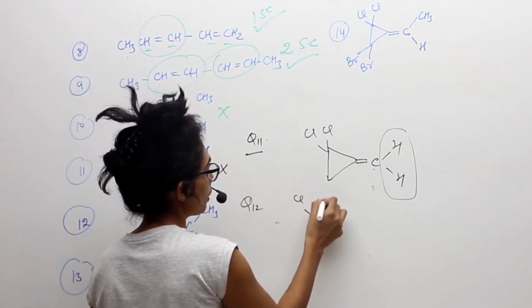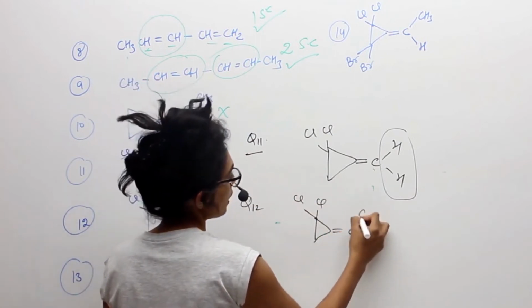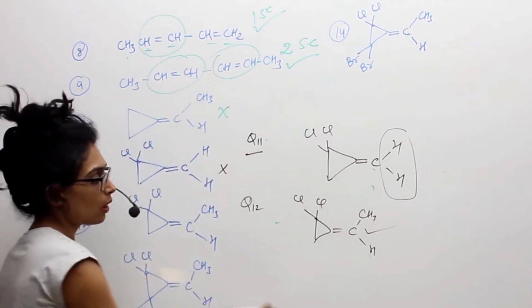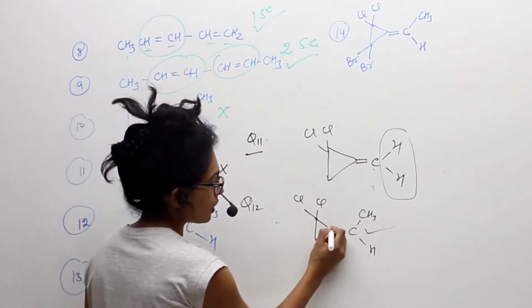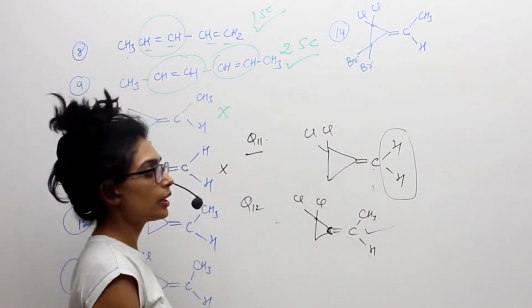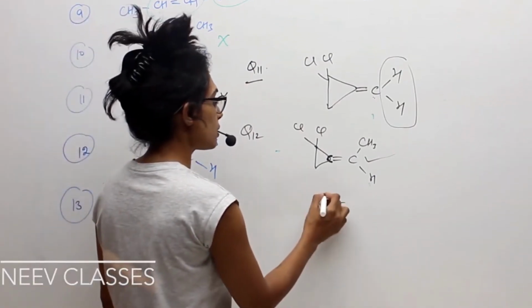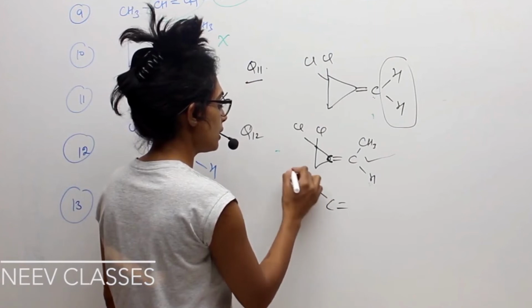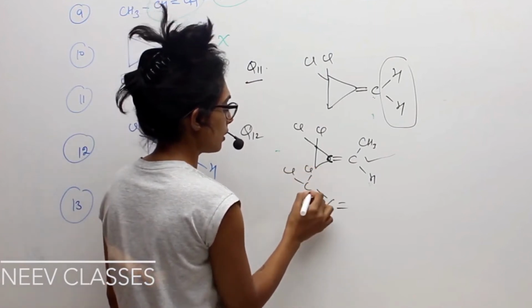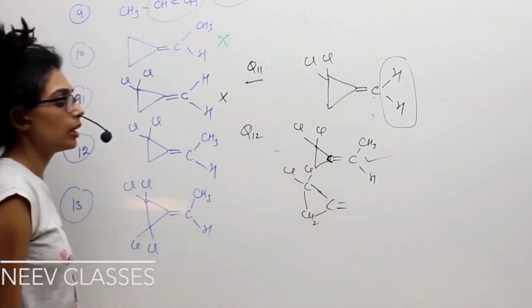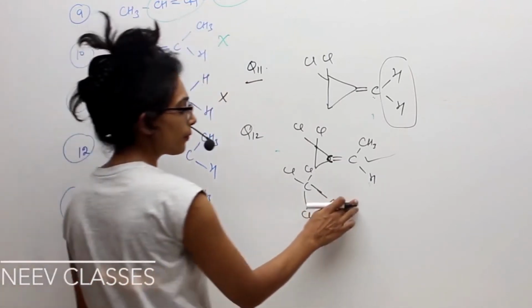Now come to question number 12. I have chlorine here, double bond C, CH3 and hydrogen. So here this carbon has two different groups, yes. Now let's check this carbon which is attached to the double bond and the cyclic ring, whether it has two different groups or not. So I'll just open the chain. I can write it as CCl, Cl, CH2 and this. That's how if I write the chain, it will be like this.